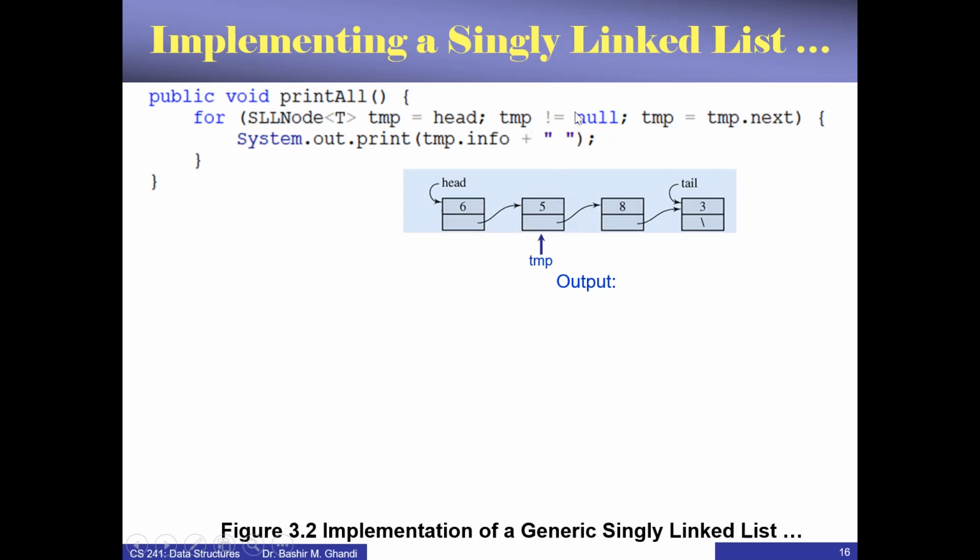Again, we will ask the condition. Is the condition true? Yes, temp is not equal to null. It is pointing to a valid node. So go and do the body, which means print temp.info, which is 5. So already we printed 6. So now print the 5 and then do the increment, meaning move temp to the next. So temp will move to the next node.